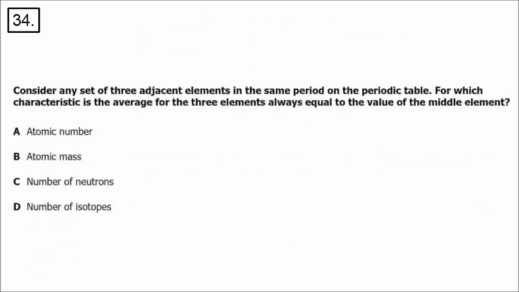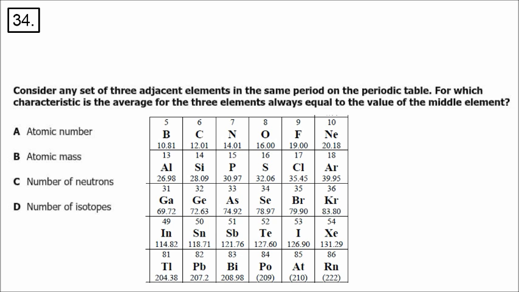In this question, it says consider any set of 3 adjacent elements in the same period on the periodic table. So for example, we could use boron, carbon, and nitrogen. We could use nitrogen, oxygen, and fluorine. We could use phosphorus, sulfur, and chlorine. They have to be adjacent, so next to each other, in the same period, so the same horizontal row.